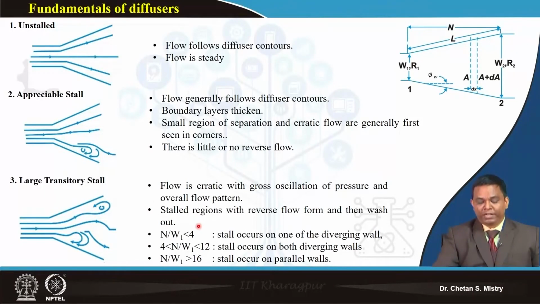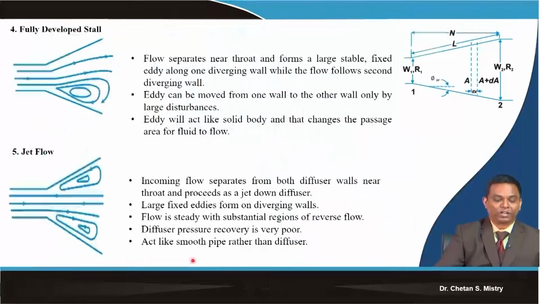So overall, if you look at, it says when you have your N by W1. Here, this is the length of the duct and this is my entry dimension. It says if this is less than 4, I will have flow separation happening from one of the walls. Okay. If I change that in the range of 4 to 12, I will have separation of the flow happening from both the walls. Okay. Now if I go very choosy and put that to be more than 16, then you will have another kind of flow structure. Let's look at what that flow structure is.